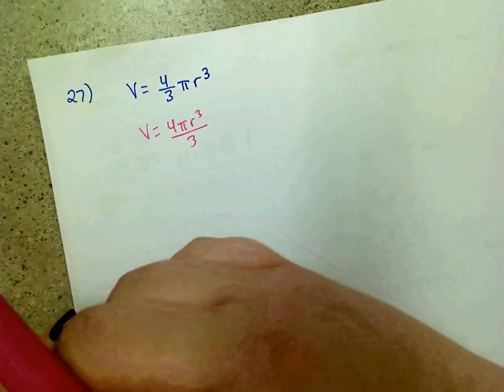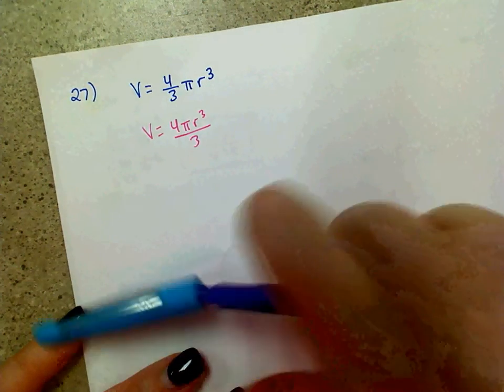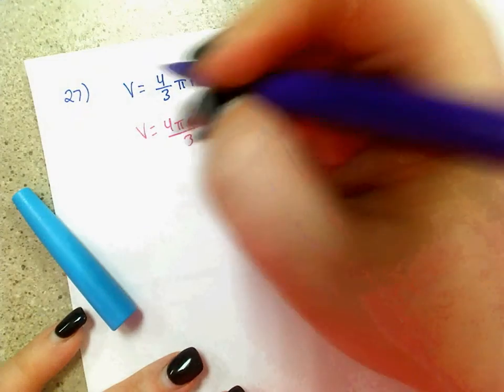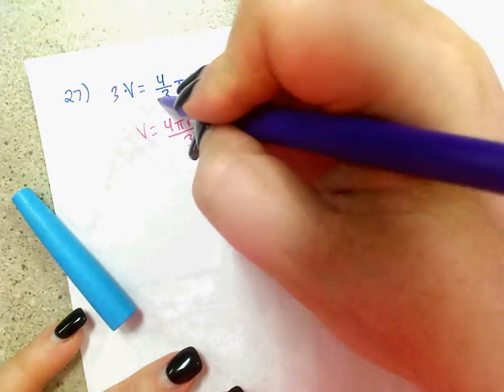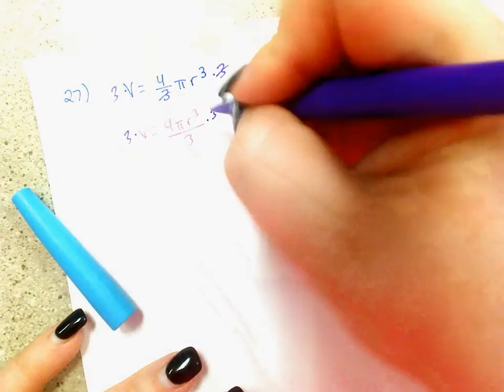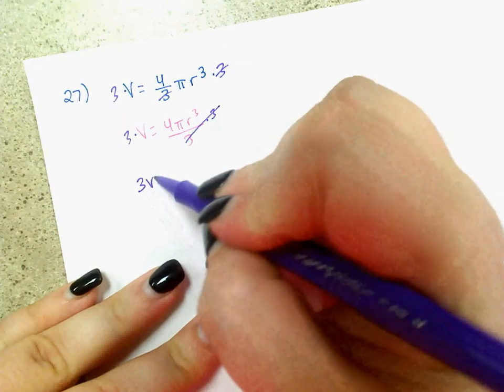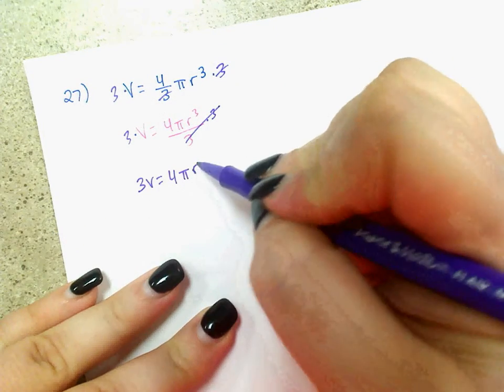So in order to undo that division, you multiply. So I'm going to multiply both sides by 3. And you can look at it like this and just think, okay, those simplify out. Or you can think of it like this, and then those simplify out. Either way, you end up with 3v equals 4 pi r cubed.